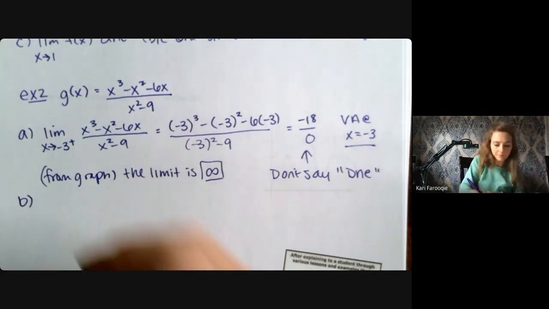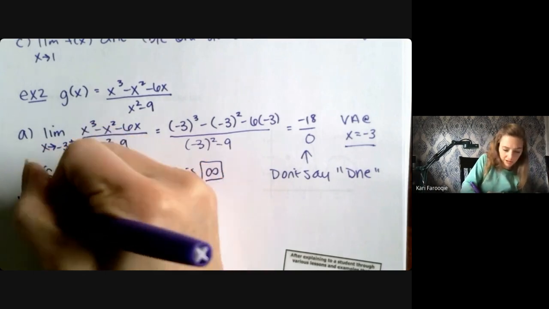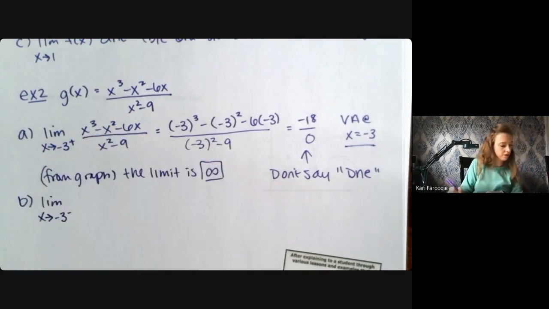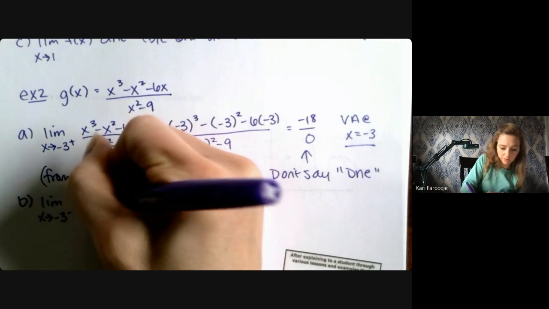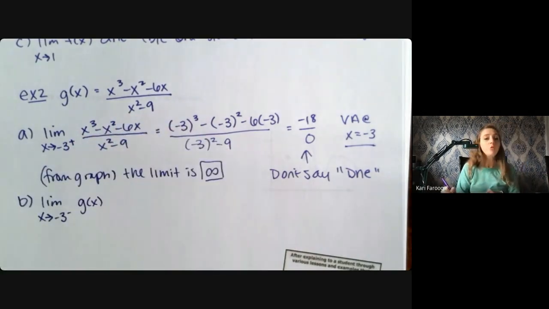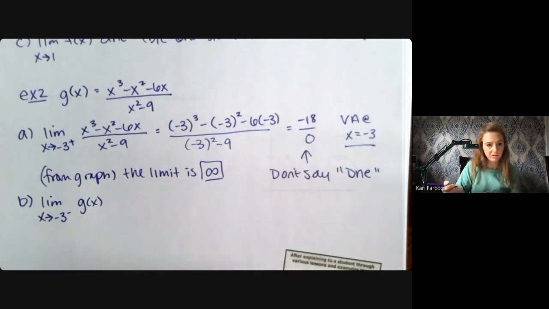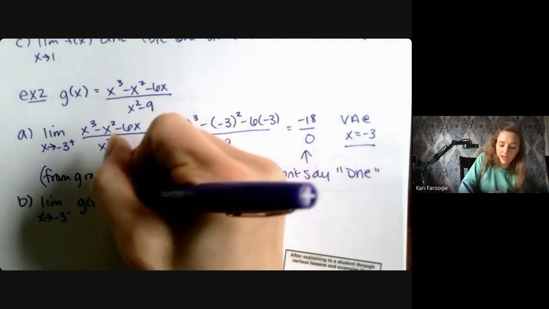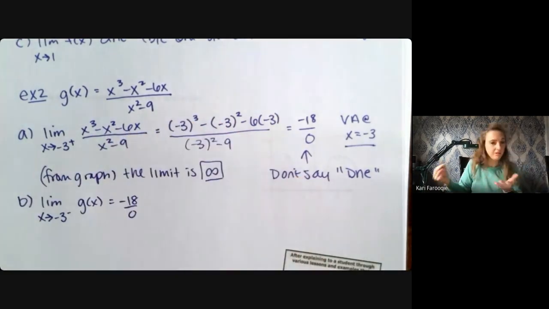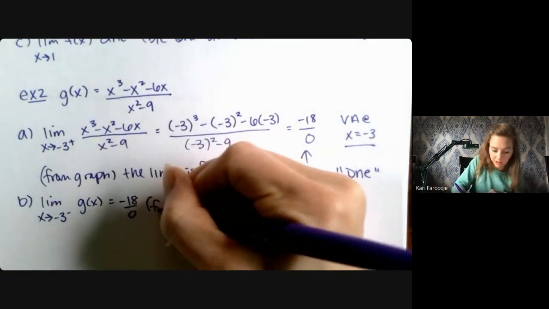Now for b, we're going to look at the limit as x approaches -3 from the left of our function g of x. Now, we already plugged in -3 for direct substitution, and we got -18 over 0. So we don't need to do that again. I mean, you'll know what it is. This is from part A.